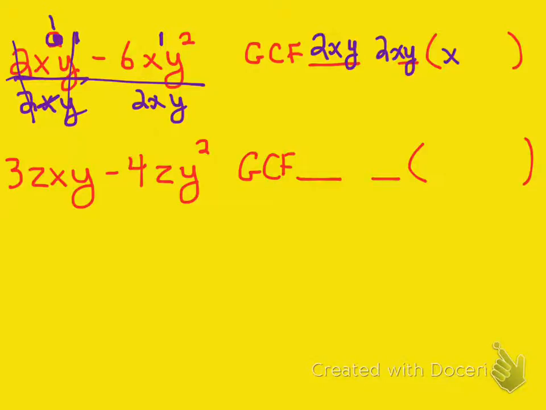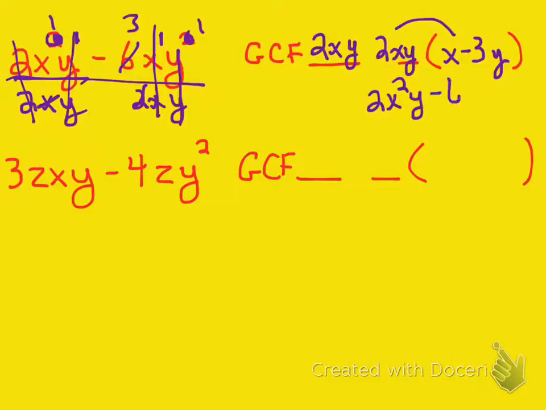For my 6xy squared, I know I'm going to end up with a 3, so minus 3. My x's are going to cancel out completely. Then my y's, I'm going to be left with 1y, so 3y. Now, check your work, multiply it. I get 2x squared y minus 6xy squared. That was what I originally started with.